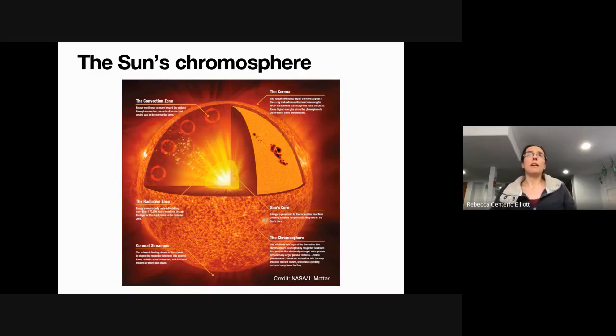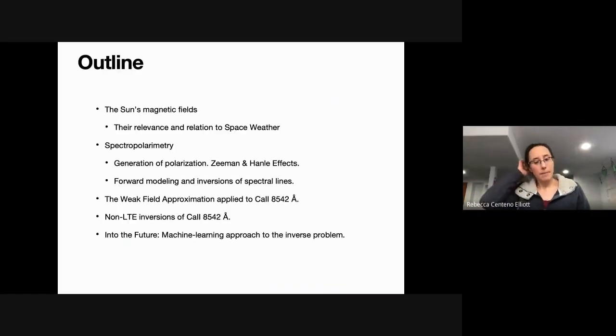The chromosphere is very interesting because it harbors the key to quantifying the amount of magnetic free energy that can then be made available to solar eruptions. So this brings me to the outline of my talk. I've already gone over a brief introduction about the sun's magnetic fields.